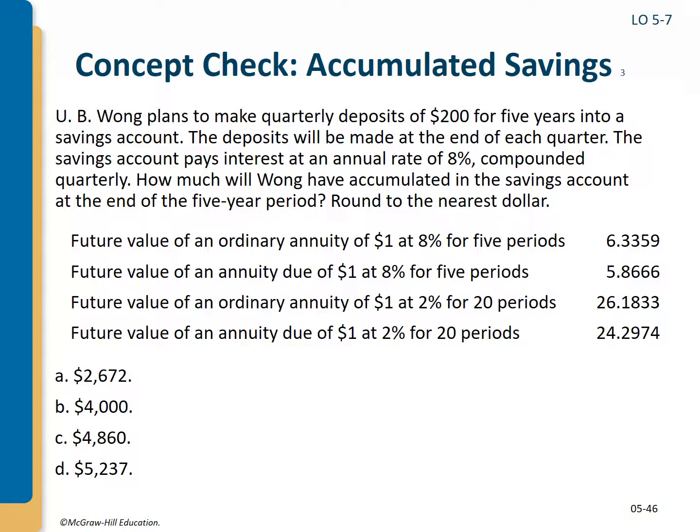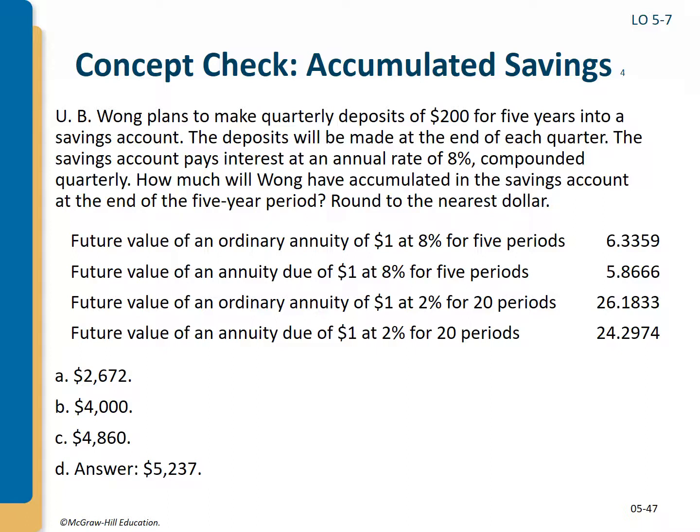So we're going to have the same interest rate because it's 8% 4 times a year. So now it's 2%. 20 payments of $200. So we'll use 2, go down 20. Oh, now it's the correct future value, 24.2974. 200 times 24.2974.